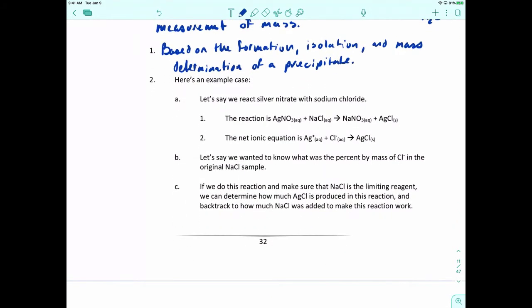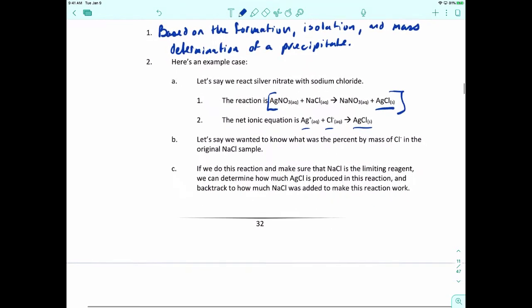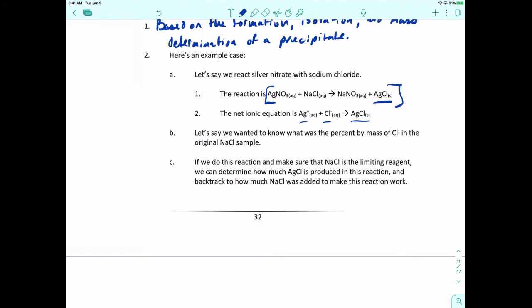Let's say you take silver nitrate and you react it with sodium chloride. Here's the reaction: AgNO3 plus NaCl yields NaNO3 plus AgCl solid, and silver chloride is your precipitate. If we write the net ionic equation, it's Ag+ ion plus Cl- ion yields AgCl. Let's say we wanted to know the percent by mass of chloride ion in the original sodium chloride solution. What we'd have to do is make sure that sodium chloride is your limiting reagent, so that controls how much chloride ion you actually have.